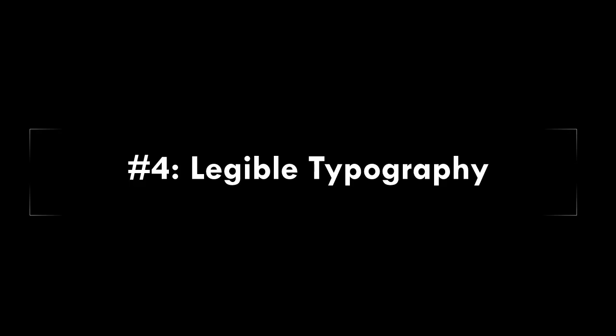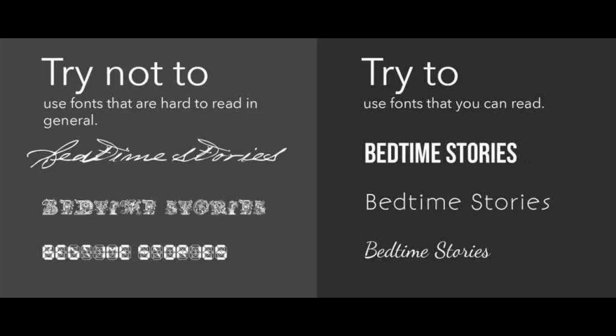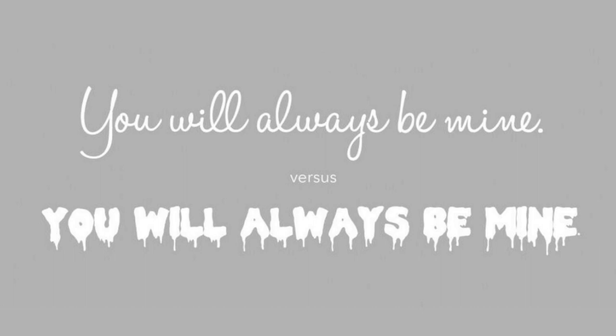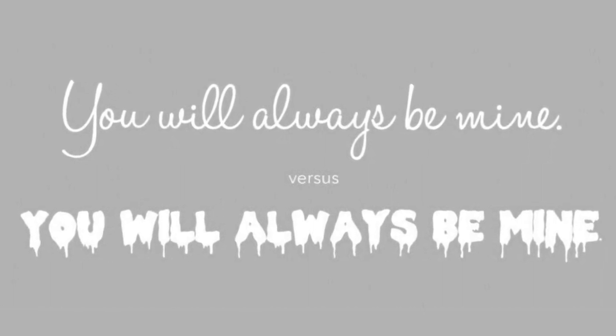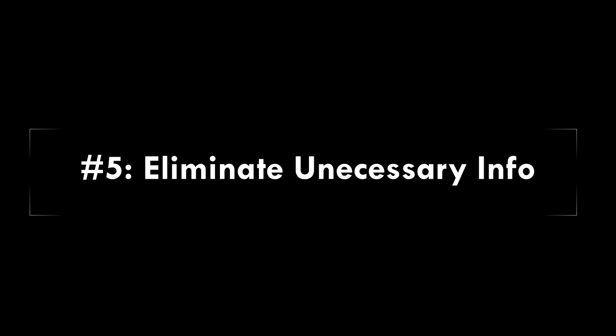Rule number 4 is to use legible and appropriate typography. In these examples, we can see text on the left that is too fancy and difficult to read, compared to the clear font choices on the right. In these examples, we can see how the exact words can have different meanings because of the typeface, also known as a font.